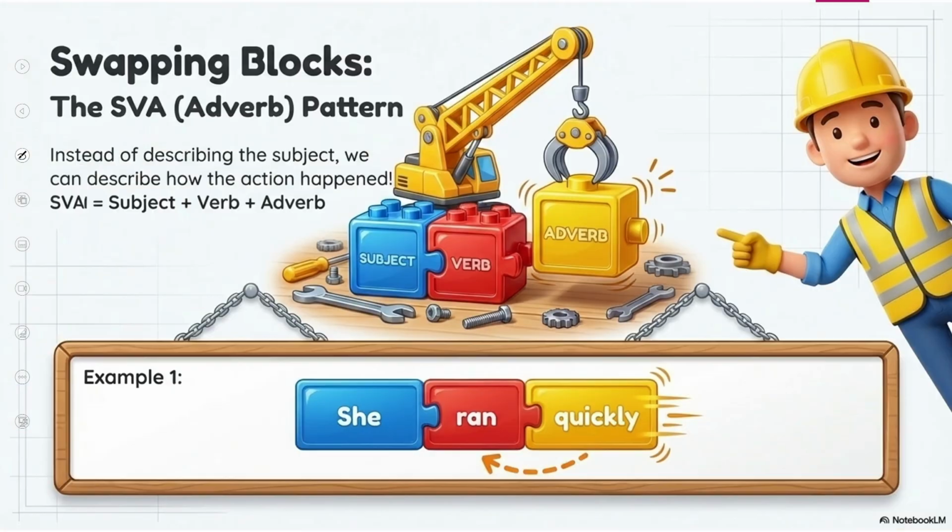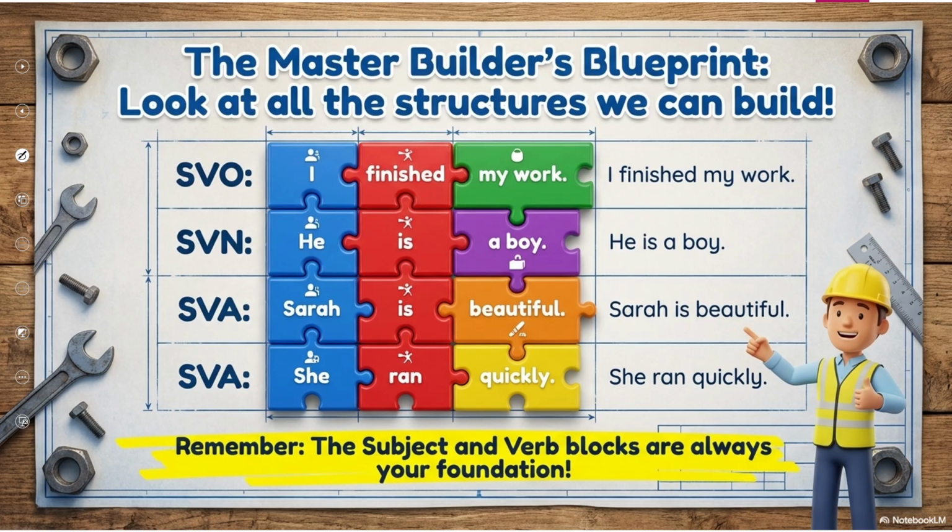Sarah is beautiful. Then we have another pattern which is the subject verb adverb pattern. Here the adverb adds to the meaning of the verb. Subject, verb and adverb. The adverb tells us about the verb. For example, she ran quickly. How did she run? Quickly. It adds on to the meaning of ran.